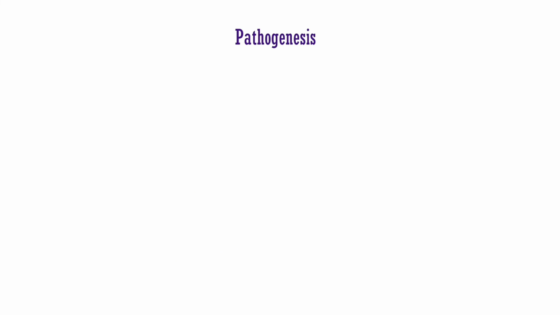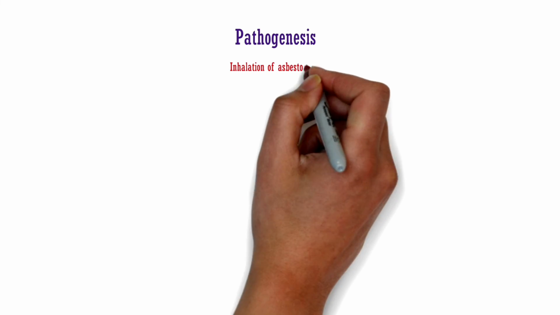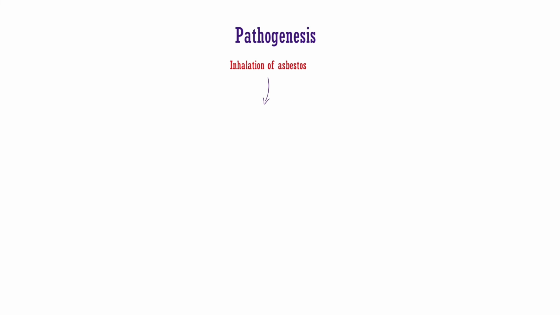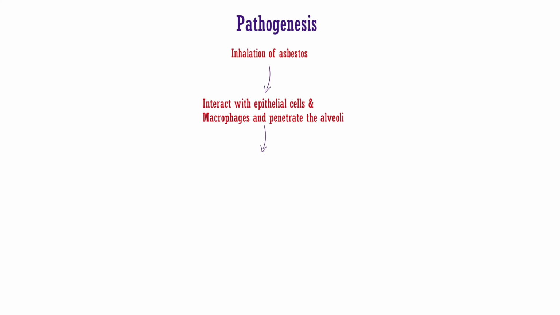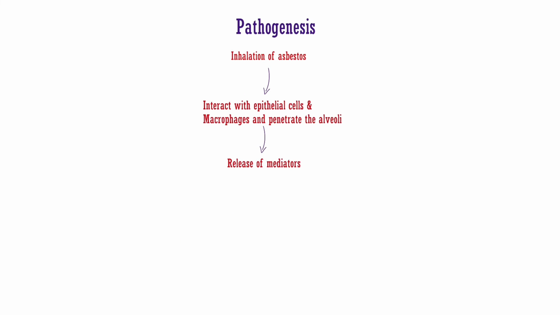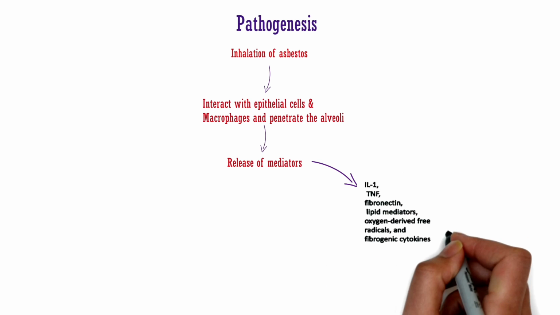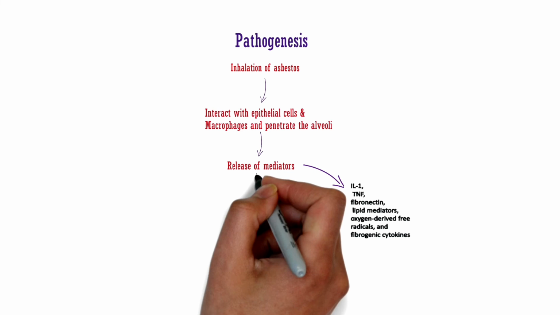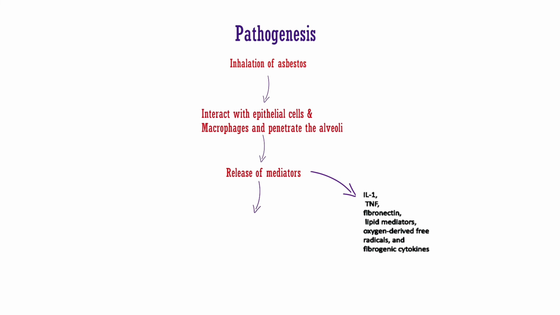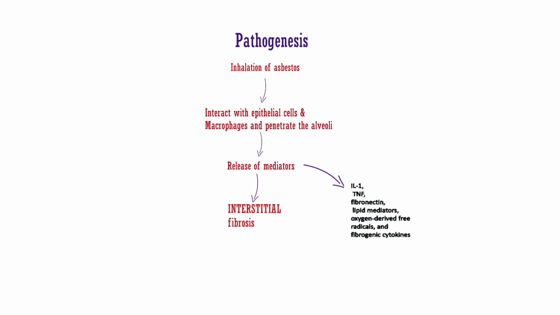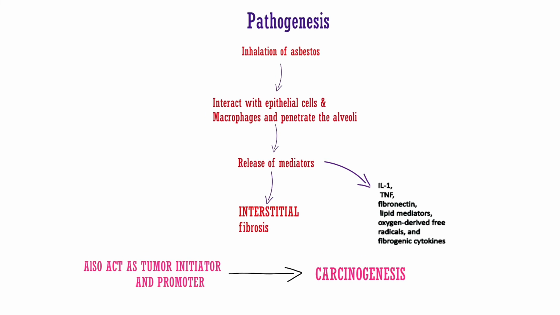Now we talk about the pathogenesis of asbestosis. After inhalation of asbestos, these particles will interact with epithelial cells and macrophages and penetrate the alveoli, which releases mediators including interleukin-1, tumor necrosis factor, fibronectin, lipid mediators, oxygen-derived free radicals, and also fibrogenic cytokines, which lead to interstitial fibrosis, and also act as a tumor initiator and promoter, which leads to carcinogenesis.